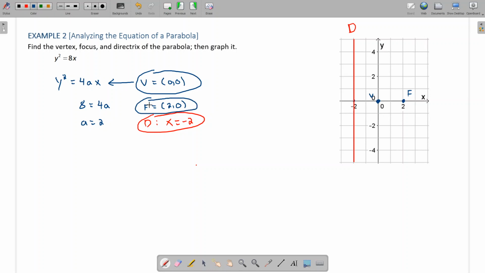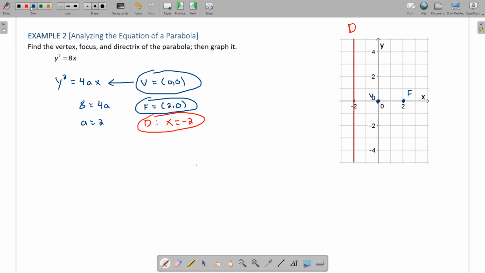All right, so we have those 3 things. Now we just need to finish the graph, so we need 2 additional points. So this is where we use the latus rectum. We know that this is 2 units, which means the latus rectum is 4 times that.